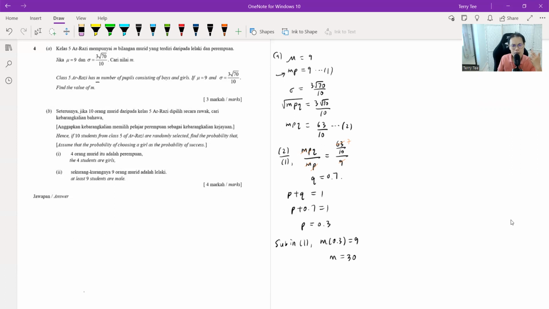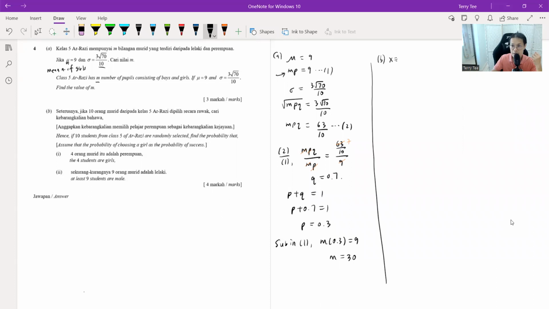Now, the problem is, what is X? Is it boy or is it girl? The question didn't clearly state this. Once I refer to the marking scheme, they are actually referring to girls, right? So maybe they should have said that the mean number of girls is 9, and the standard deviation for number of girls is this. So here X is girls. X referring to girls.